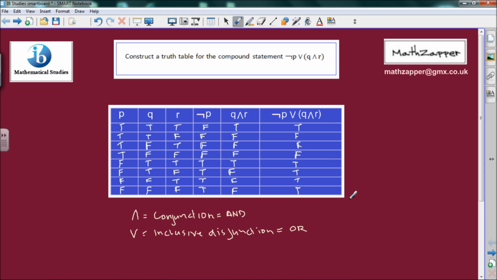It's a little bit complicated to understand. Try and see the conjunction of the two statements as the intersection. In the inclusive disjunction, try and see that as the union of two sets, and then you'll be okay.